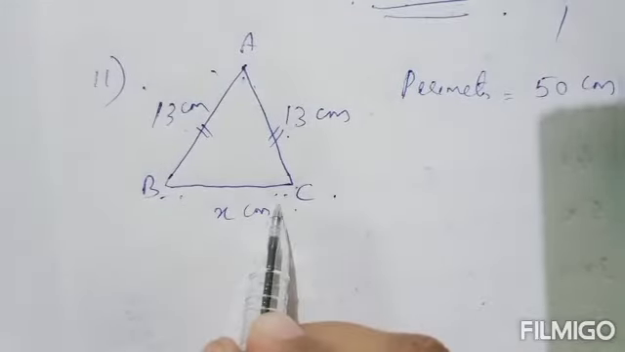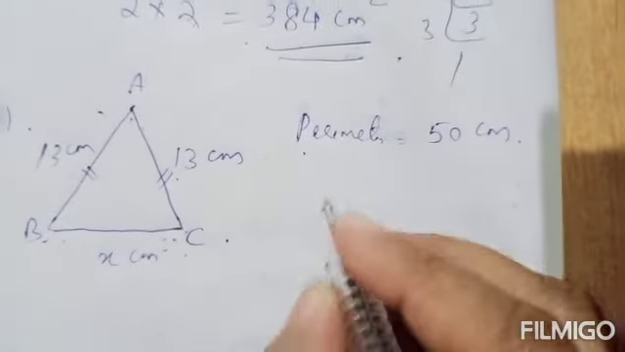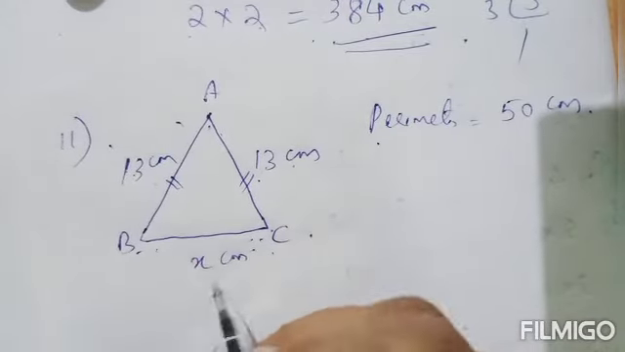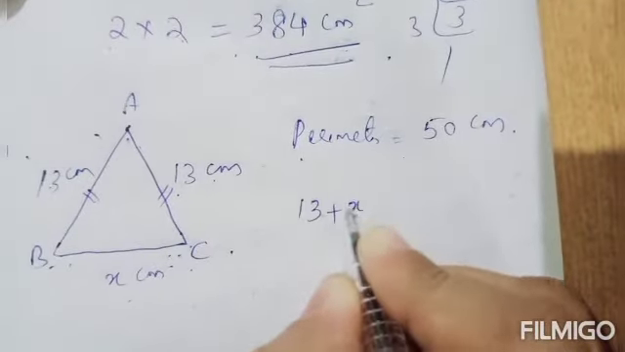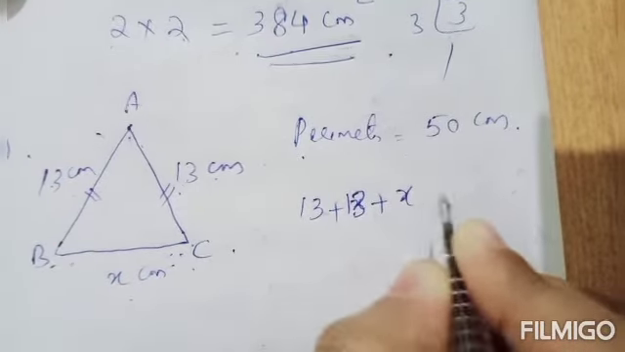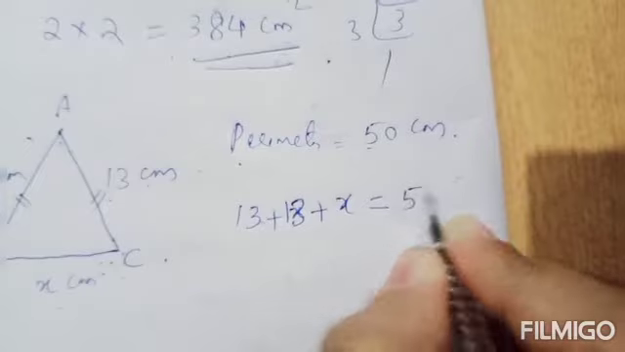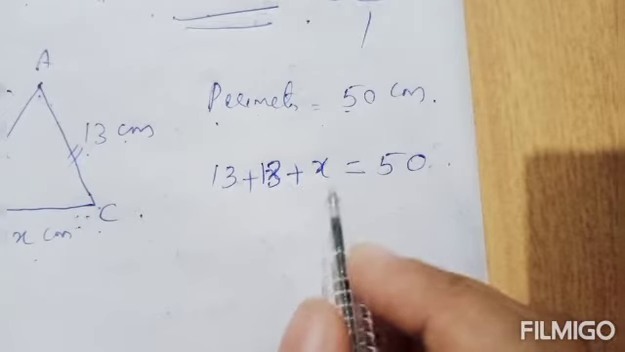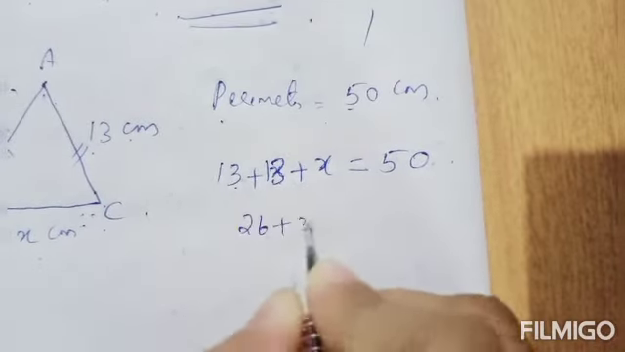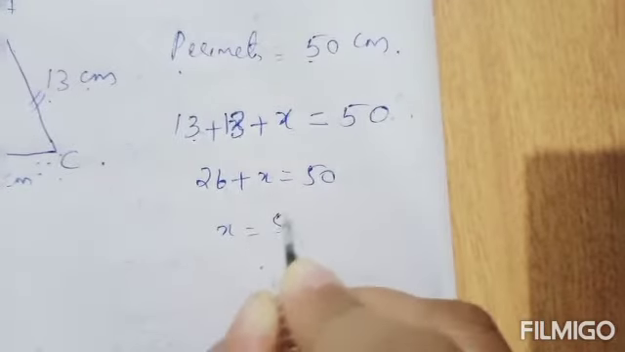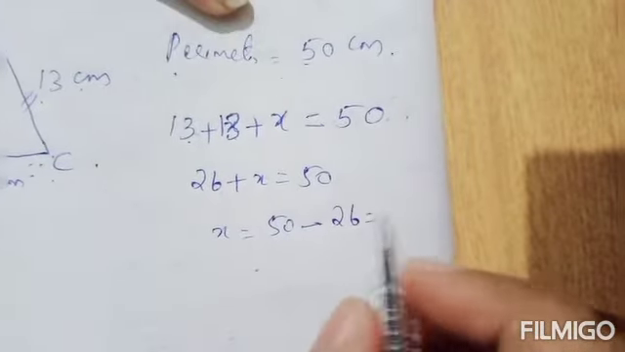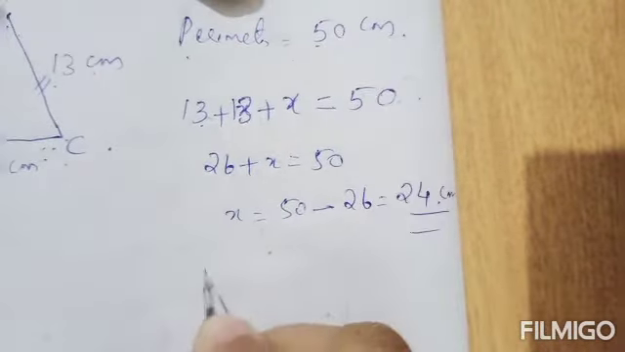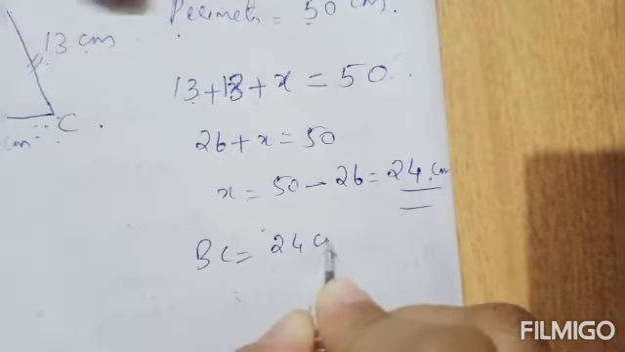Now you can find this BC. Perimeter means sum of the three sides of a triangle, that is 13 plus 13 plus x equal to 50 centimeter. Now you can find the x value, that is side BC. 13 plus 13, 26, plus x equal to 50. So x will be 50 minus 26, you will get 24. So x, or BC, equals 24 centimeter.